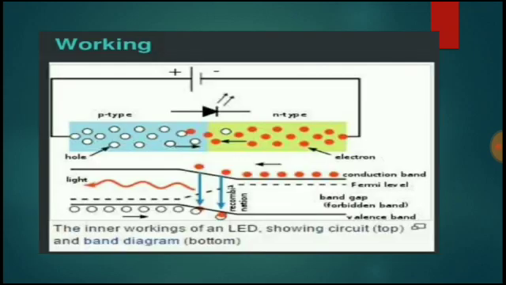So this is the working. See this, p-type and n-type connected in forward bias condition, right? The positive is connected to p-type, that's why forward condition. Now see this, electrons here, holes here. Now the conduction band, this is the valence band, right? At a particular voltage, the free electron jumps from the conduction band to the valence band. That time it loses energy, and that energy is in the form of light.